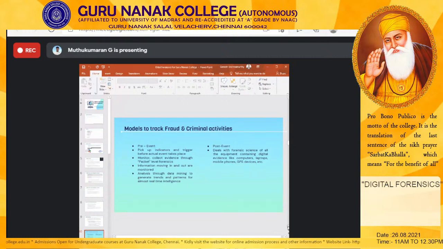Moving forward, there are a couple of models to track criminal activity. We basically classify these into pre-events and post-events. Pre-event is something that you do before the event happens. People may ask how we will know when a crime is going to happen. But in the digital era, most things happen through the net or through computer servers.